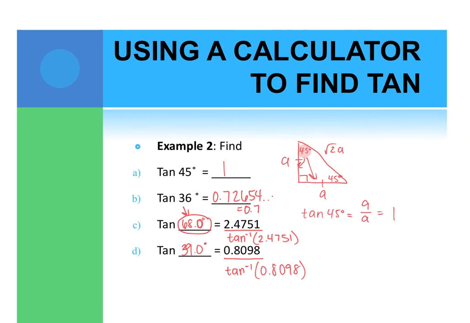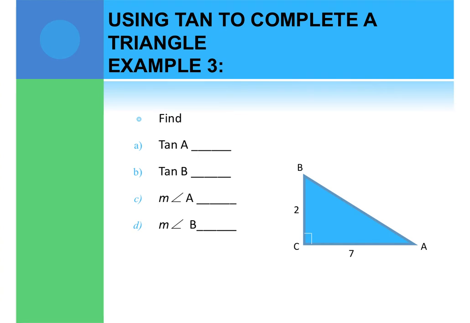Let's do some more. Let's use tangent to complete a triangle. Example 3. What would the tangent of A be? 2/7. And we're going to plug it into your calculator and actually do 2 divided by 7.